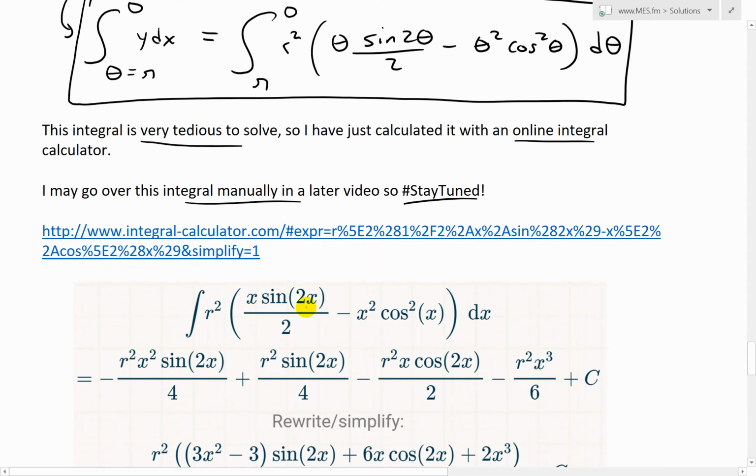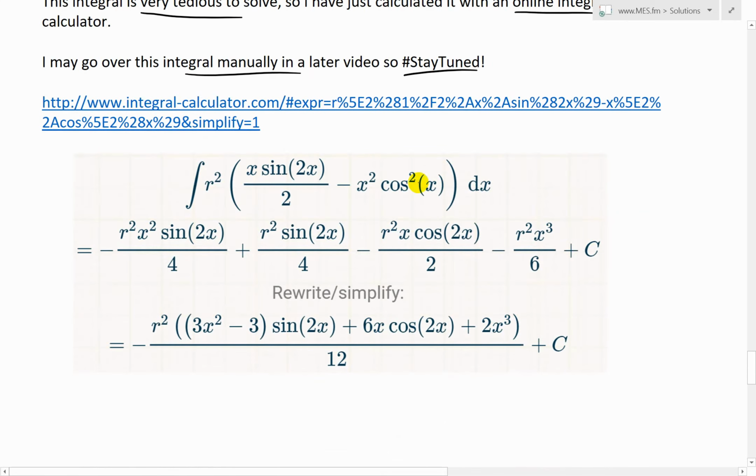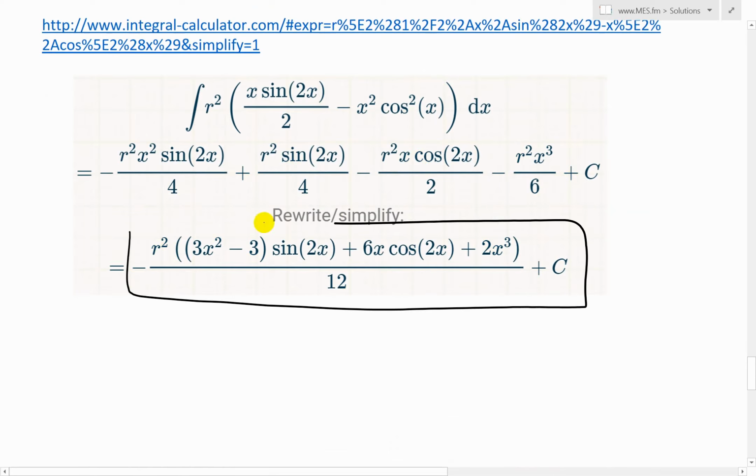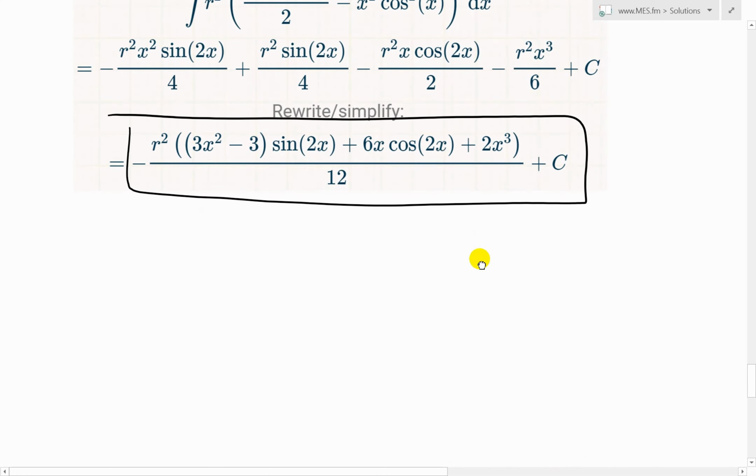So we have x sine 2x over 2. This is theta sine 2 theta over 2. Then minus theta squared cosine squared theta, or x times cosine squared x. So we get the resulting one, something like this, but it simplifies to here. This is a giant one like that. So that's the resulting one. There's a constant c at the end. So thus, I'll remove the arrow.